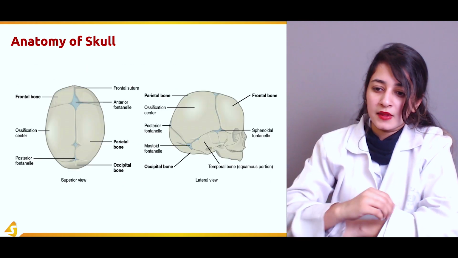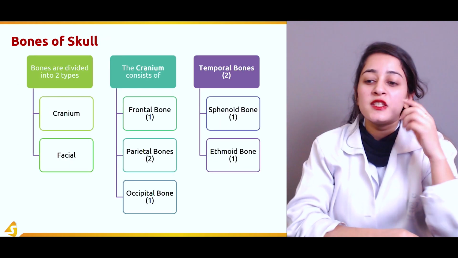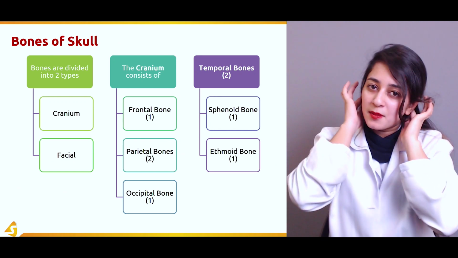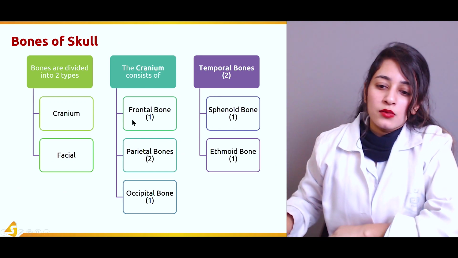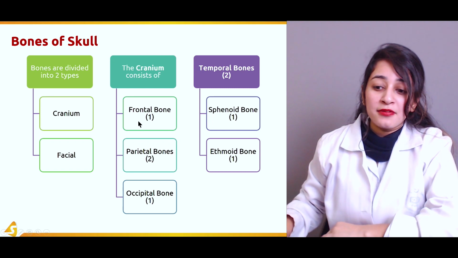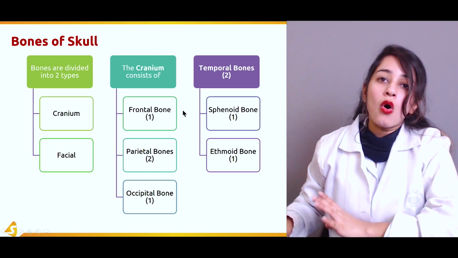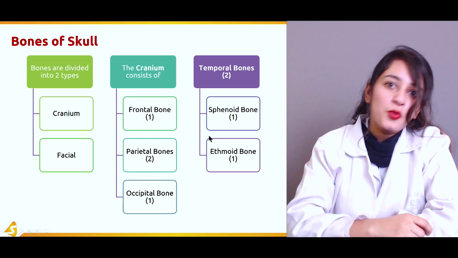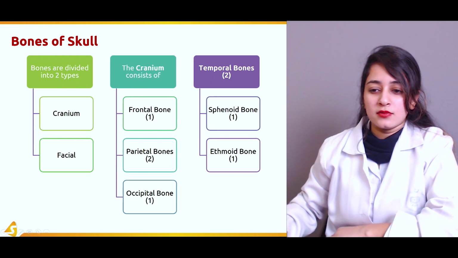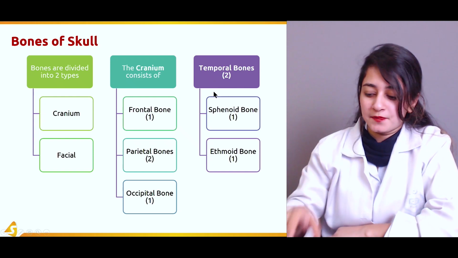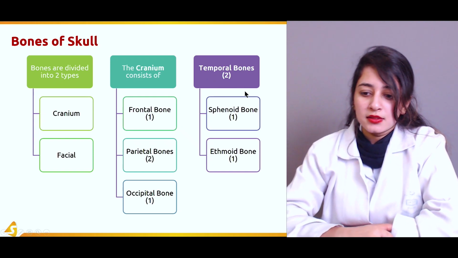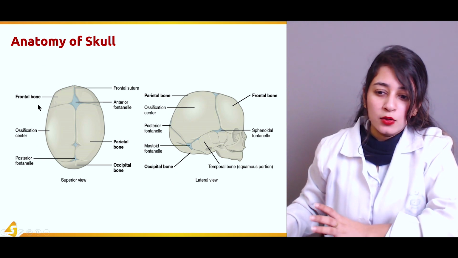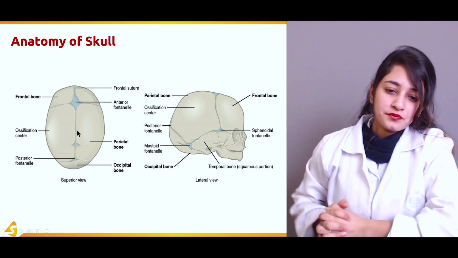Then we also have the sphenoid bone, which is one, and the ethmoid bone, which is present at the back of the ear. So, except for the parietal bones, all bones are 1 in number. Parietal bones are 2, plus temporal bones are also 2. So that's marked here. You'll get the idea by looking at this diagram.